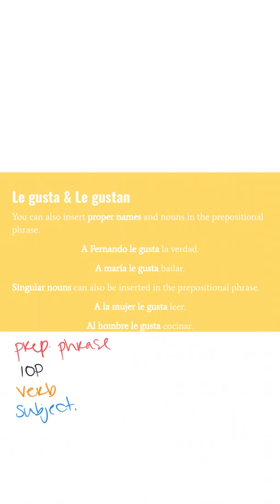All right, so here I go. A Fernando le gusta la verdad. Right now, my prepositional phrase is a Fernando. My IOP, of course, is le. Gusta is my verb. And then finalmente the subject here is la verdad. Okay. My next one, prepositional phrase. Obviamente tenemos María. Le, we have gusta.